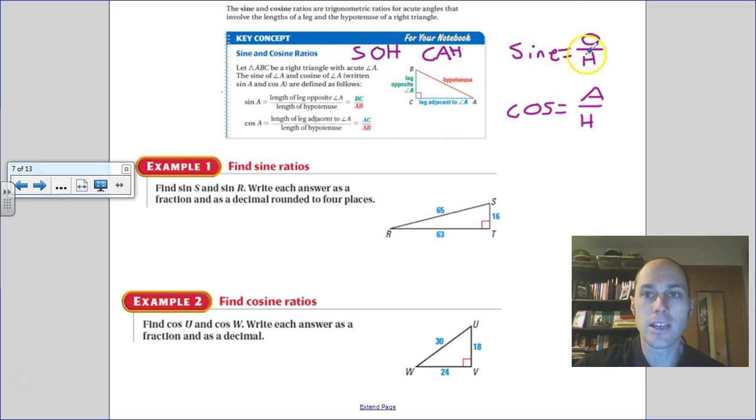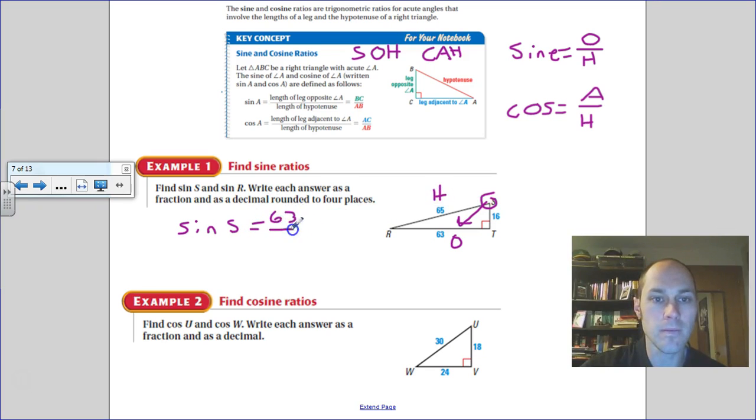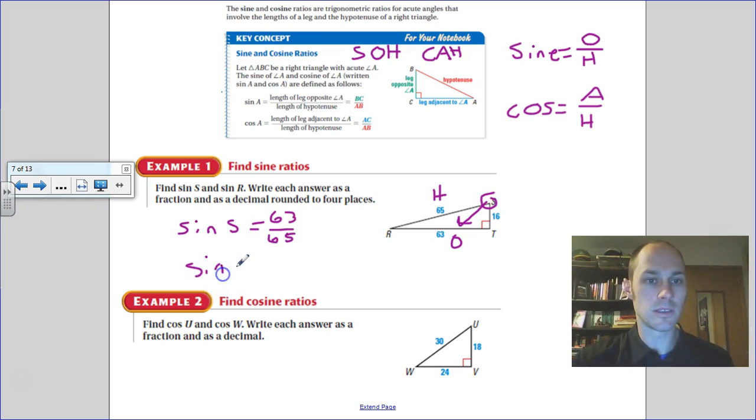It's just taking a look at the different side lengths that we talked about with the tangent. So if we want to find the sine of S, and the sine of R, if we're looking at angle S, sine is opposite over hypotenuse. So 63 over 65. And then we can divide that. 63 divided by 65 is 0.9692. And I'll just write that here, 0.9692.